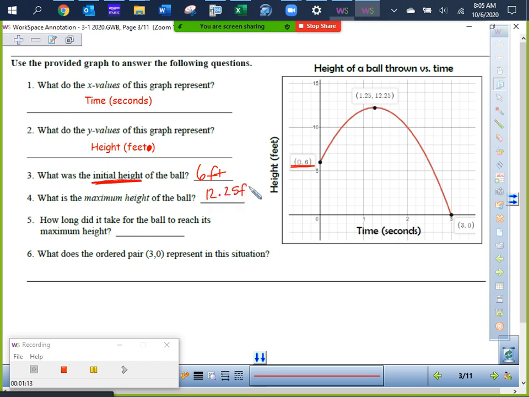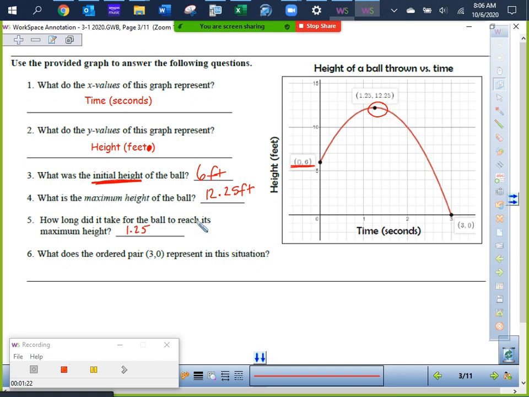How long did it take for the ball to reach its max height? It took 1.25 seconds. Does anybody know what this point is called again right here? It is the maximum, but on the parabola, that has a special name. What is that thing called? That is the vertex of the parabola. And half of this chapter, that's a very important thing: how to find the vertex. We already did that last chapter.